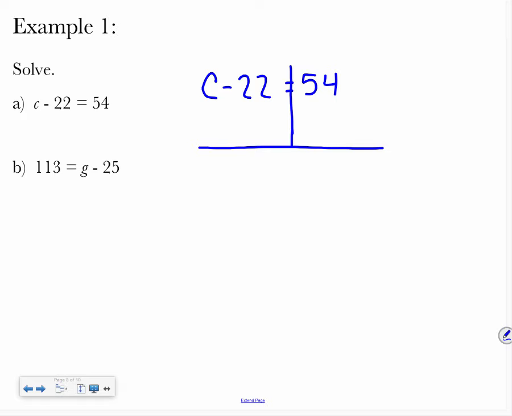Okay, so in order to get a variable by itself, we had talked about PEMDAS, our order of operations. Well, when you're solving for a variable, you do it the opposite way. It's called SADMEP. Okay? You do it the opposite way. So c minus 22 equals 54.